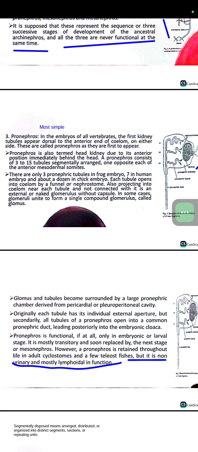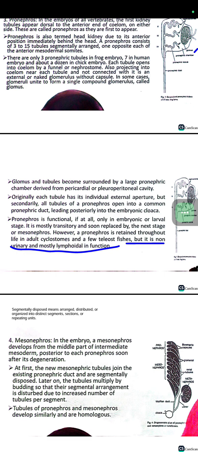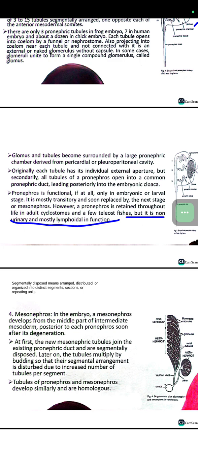Each tubule opens into the coelom by a funnel or nephrostome. Projecting into the coelom near each tubule, and not connected with it, is an external naked glomerulus without capsule. In some cases, glomeruli unite to form a single compound glomerulus called a glomus. Glomus and tubule become surrounded by a large pronephric chamber derived from the pericardial cavity. Originally, each tubule has its individual external aperture, but secondarily all tubules open into a common pronephric duct, leading into the embryonic cloaca.